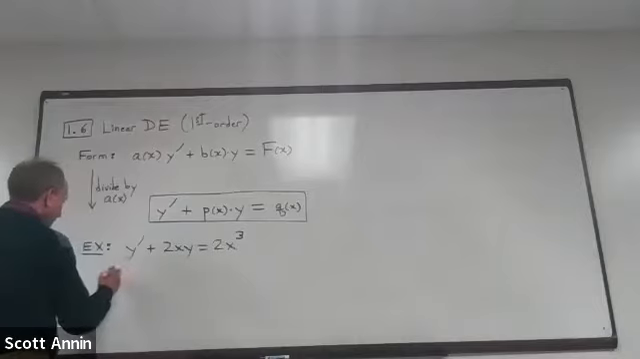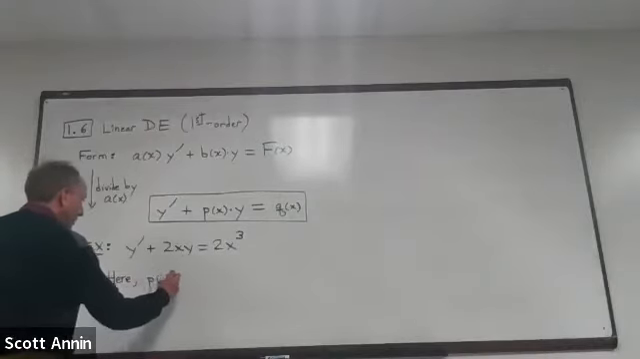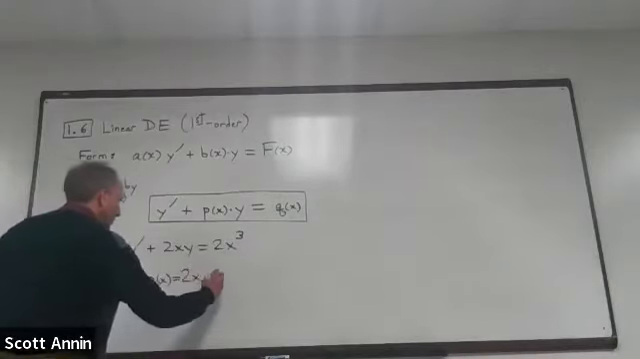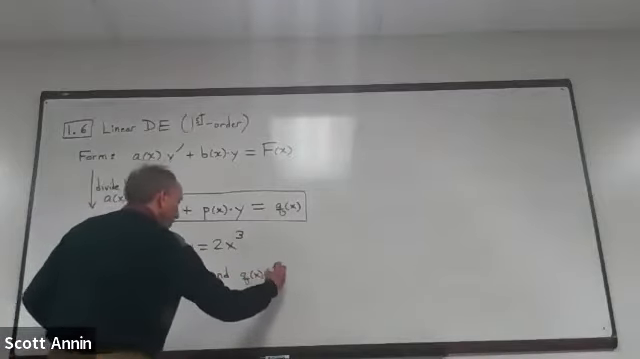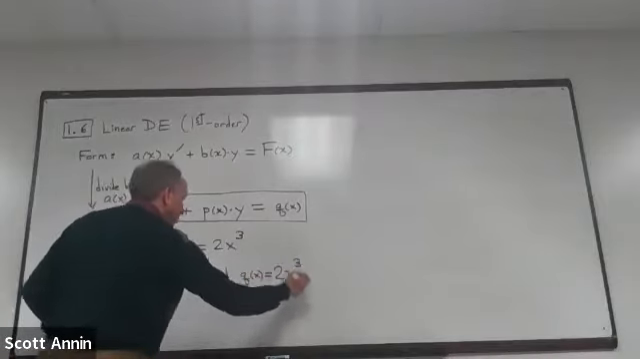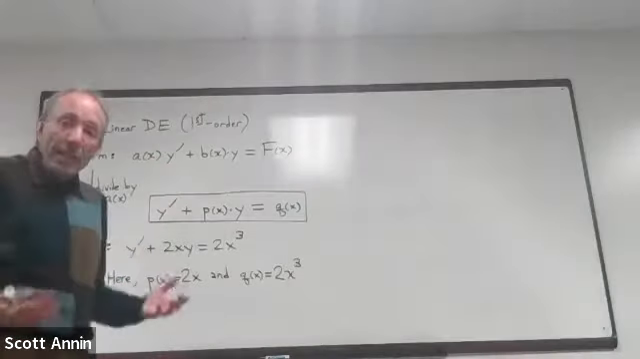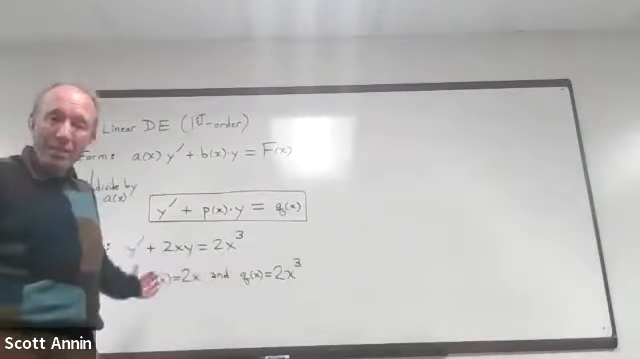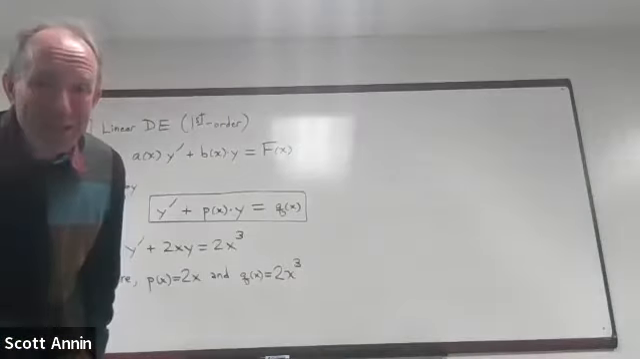So in this example, the p of x would be 2x, and the q of x would just be 2x cubed. It's nice to identify the p and the q because we're going to need them in a minute when we talk about how to solve these equations.